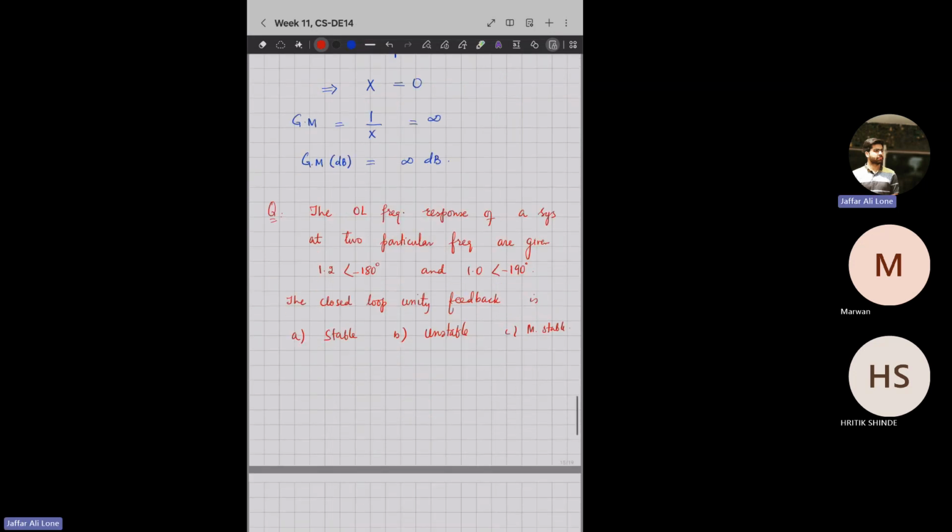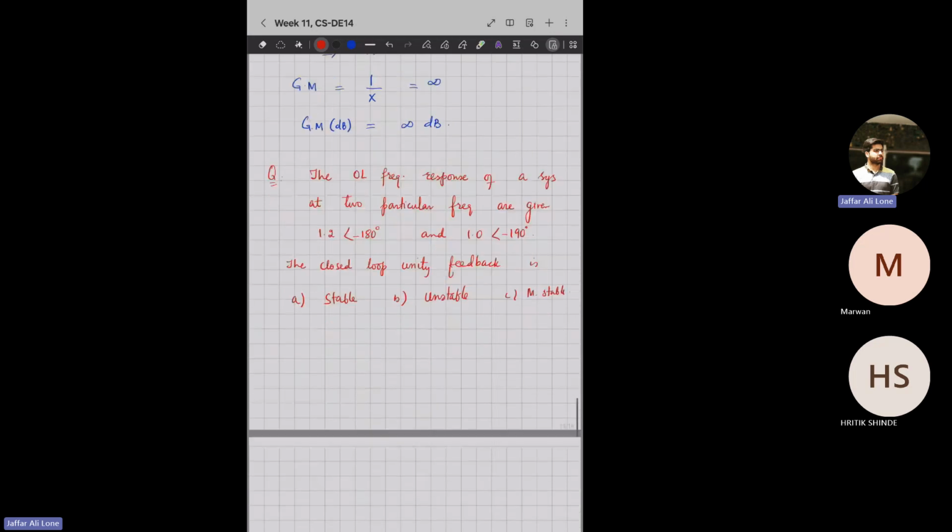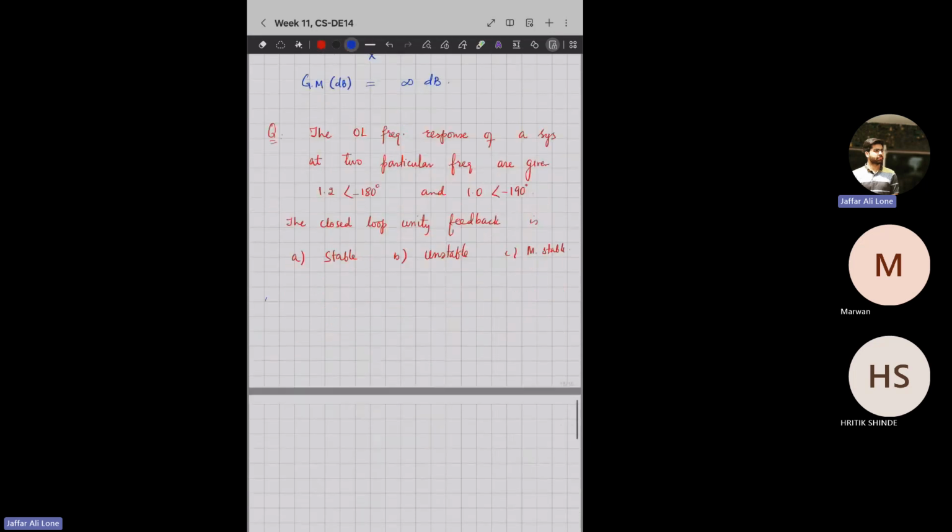Right? So basically we have to identify stability and instability from gain margin and phase margin. So what did I say? If gain margin and phase margin both are positive, then the system is stable. Again, this is the gain margin in decibels. If gain margin and phase margin both are negative, unstable. If they are equal to 0, then the system is marginally stable. Okay. Now let's see the question.